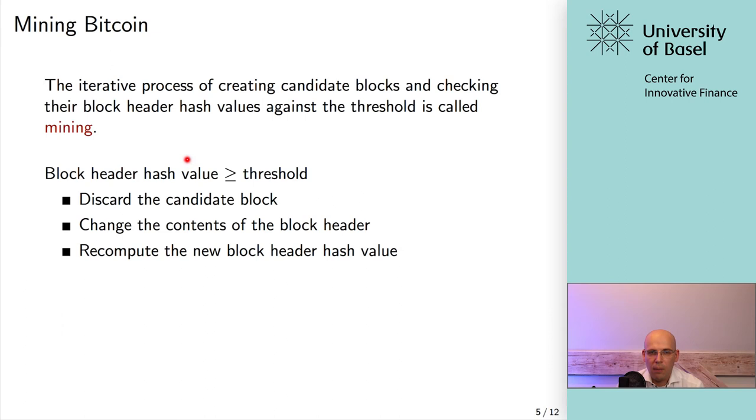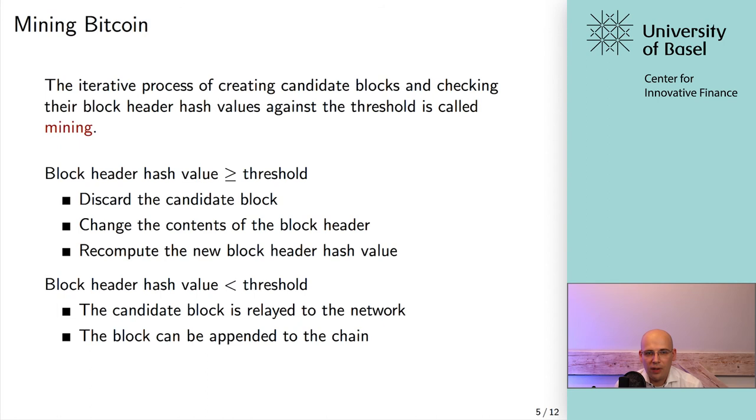If it's above or equal to the threshold, you discard the candidate block, you change the contents. I will talk about that more specifically. And then you just recompute the new block header hash value, you try again. Okay, that's really this trial and error. But if your block header hash value is below the threshold, then you have successfully proposed a new block, assuming that all of the other contents also are valid, so that all of the cryptographic proofs hold.